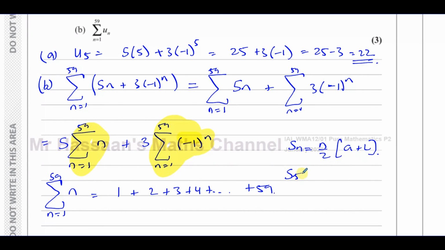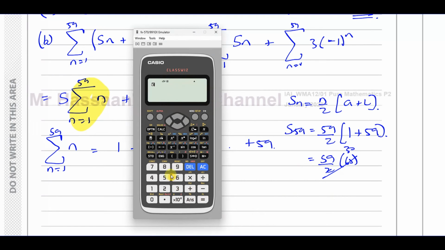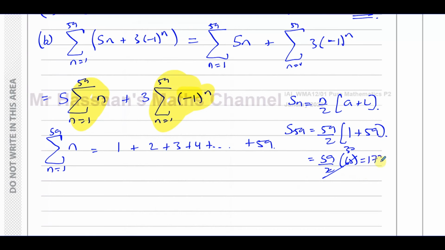So the sum of these 59 terms is going to be n, which is 59, over 2, times a, which is 1, plus l, which is 59. So that's going to give me 59 over 2 times 60. So it's 59 times 30. So 59 times 30 will give me that sum: 1,770. So I can say that the sum from n equals 1 to 59 of n is going to be 1,770. Okay, so that's that part here.